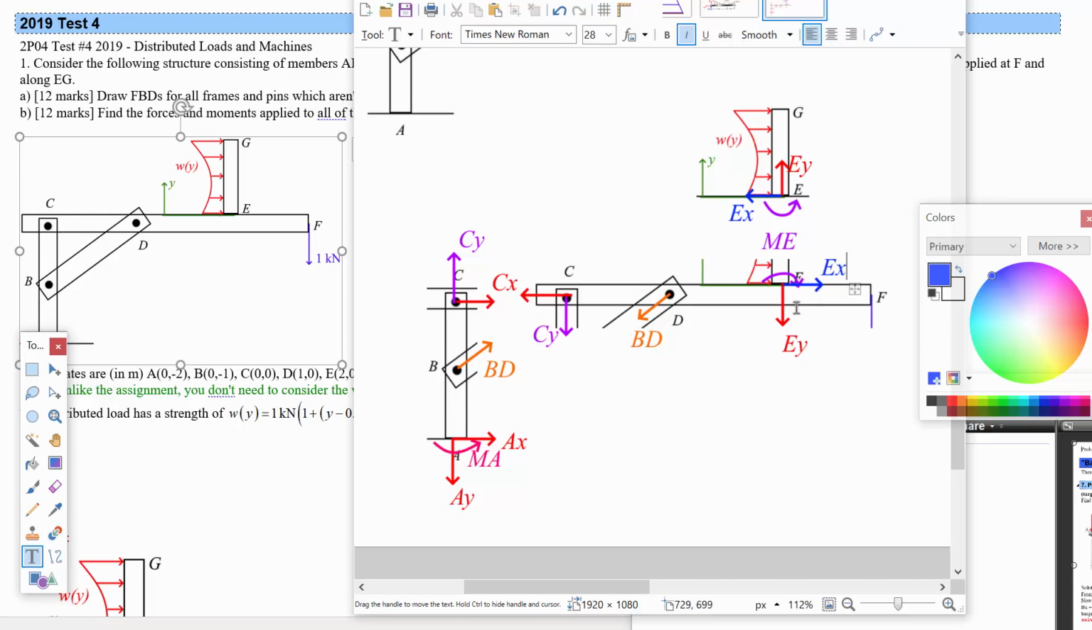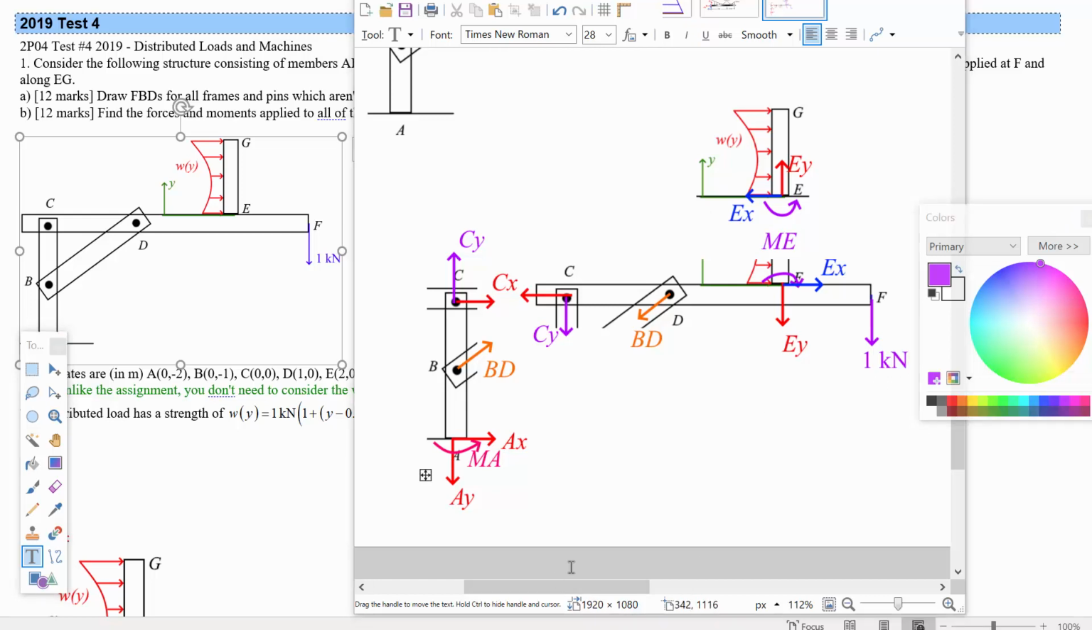Yeah, another way to look at it is the effect of this distributed load is going to create a force to the right on CDEF. Okay. Finally, we have a force down at F, which is 1, not italic now because it's not a variable, 1 kilonewton. So the next thing to do is to label the points.